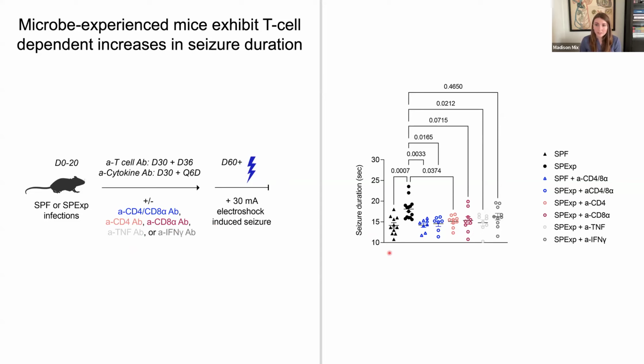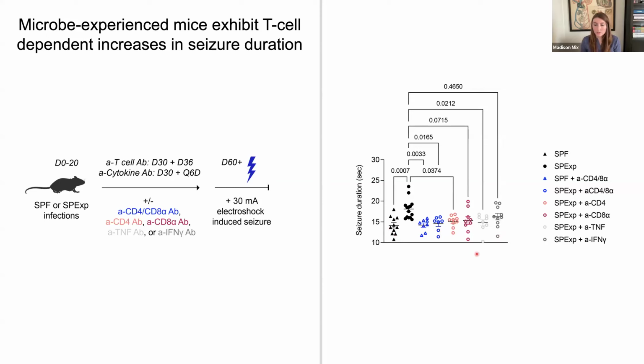I think the most important piece of data in this following graph is the fact that if we compare SPF and specific pathogen experienced mice, we do see a significant increase in overall seizure duration. We see that if we deplete specific pathogen-free mice of their T cell compartment, they are commensurate with SPF mice, no difference. But if we look at specific pathogen experienced mice that have T cells depleted, they are now restored to normal seizure duration levels.